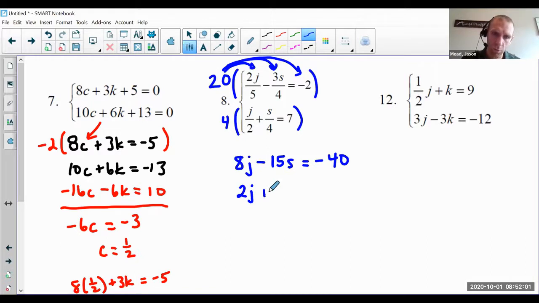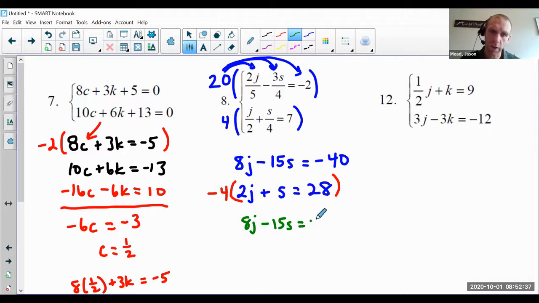Then for number 8, 4 divided by 2 is 2j. 4 divided by 4 is 1s, and 7 times 4 is 28. So I can just multiply those things, and it ends up working out relatively nicely there. Okay, so now I can pick what I want to do. I can multiply the bottom one by 15 to get rid of the s's, or I can multiply the bottom one by negative 4 to get rid of the j's. Negative 4 means the numbers are going to be a lot smaller for my work, so I'm going to multiply it by negative 4. But you could do it another way, and it's not like it's wrong.